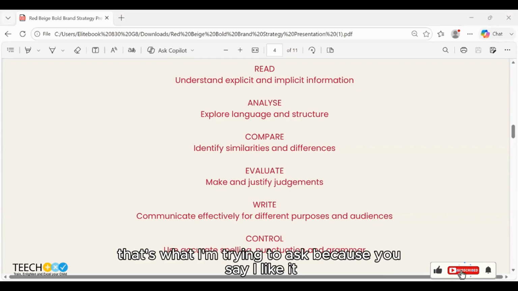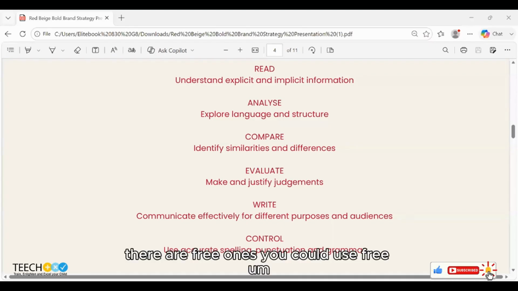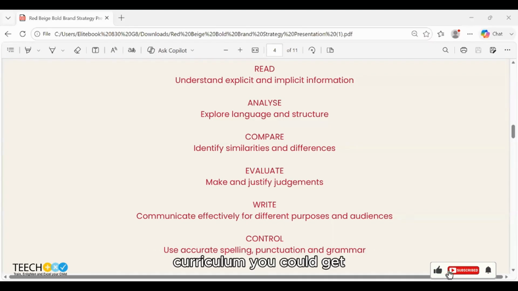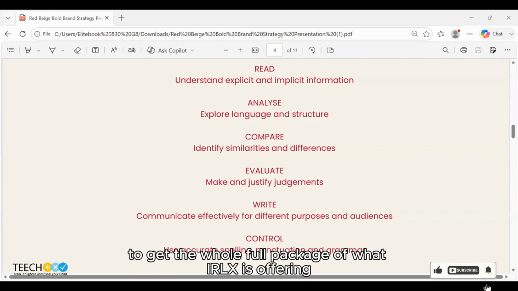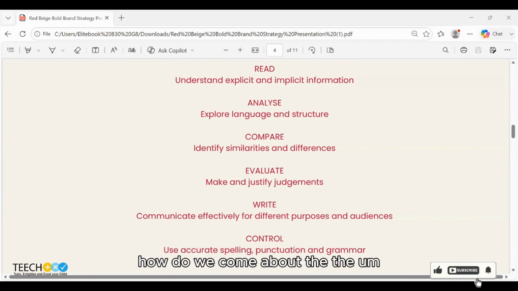So that's what I'm trying to ask. Because you said ILS, yes, they are free. There are free ones you could use, free curriculum you could get, but the free ones are just limited. You have to do the full subscription to get the whole package of what ILX is offering. So my question is, if you're going to be using ILX, how do we use the free resources? Is it enough to do anything?